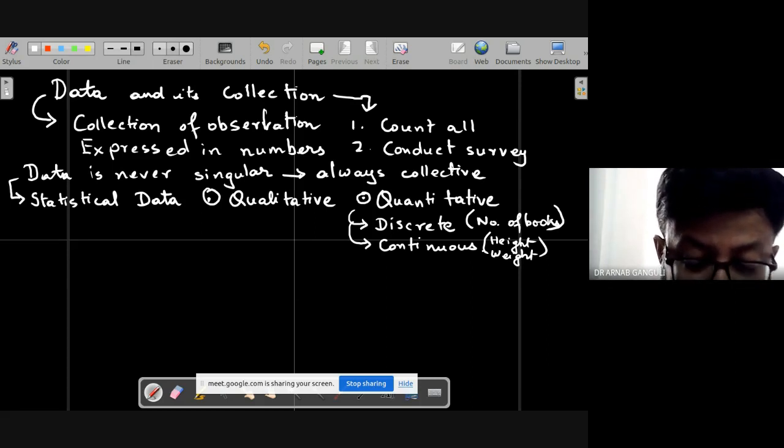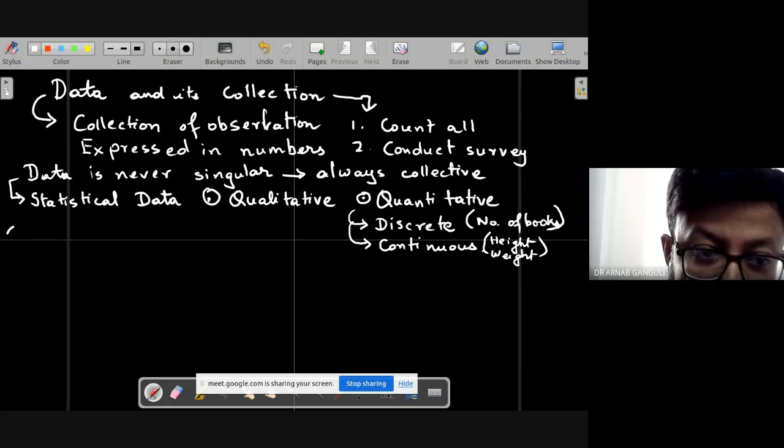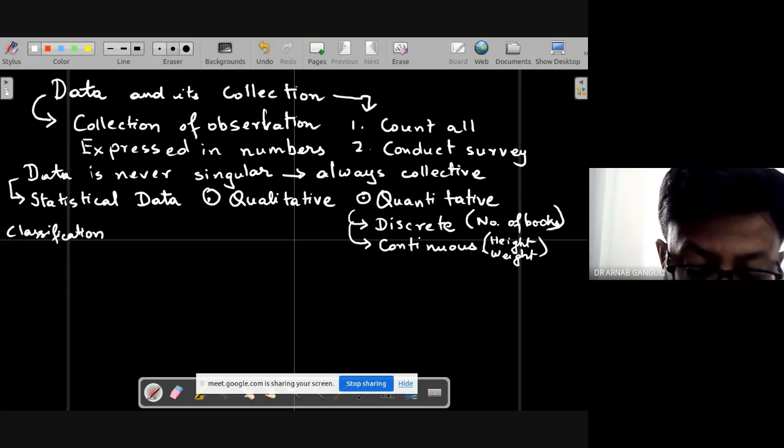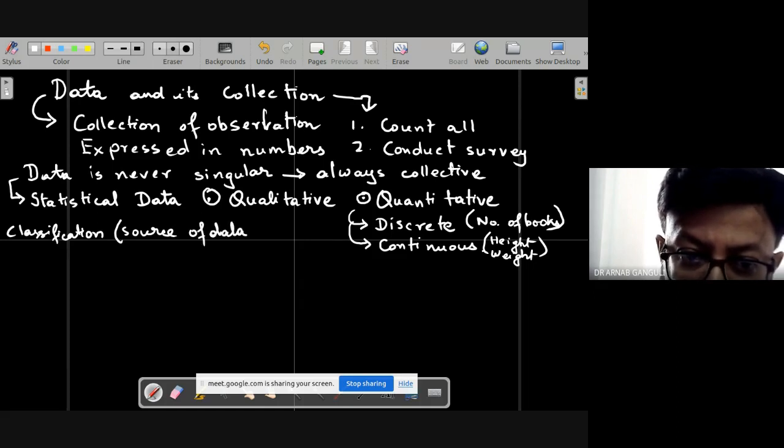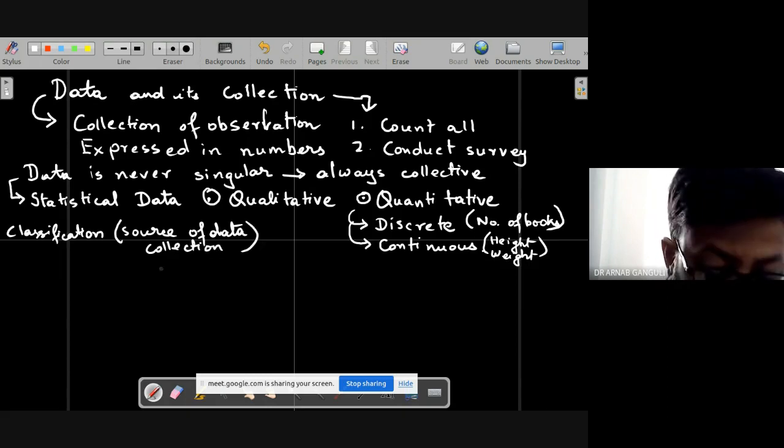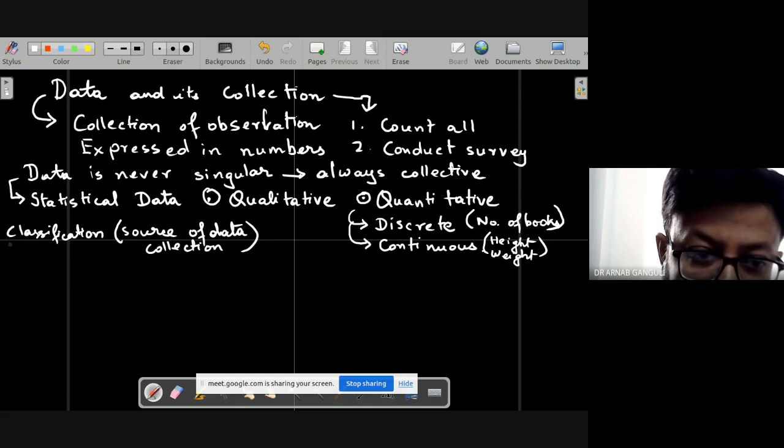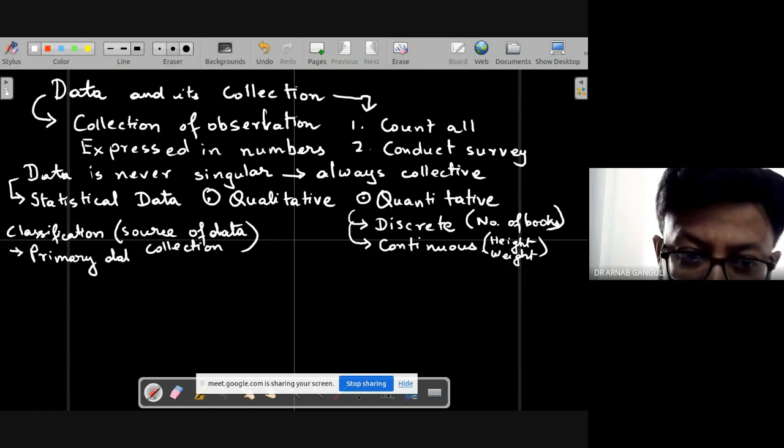Now data can be classified from the source of data collection. How can they be classified? First, you call them primary data, and the next is secondary data.